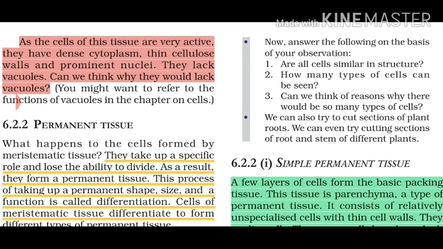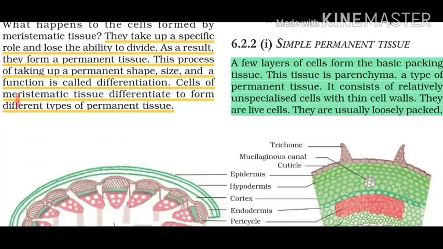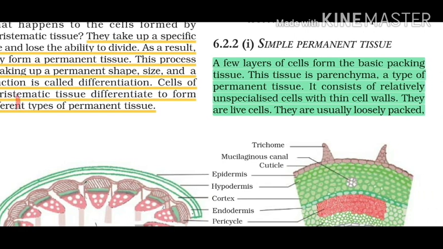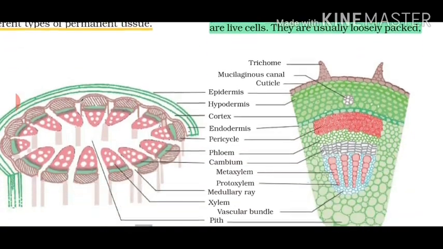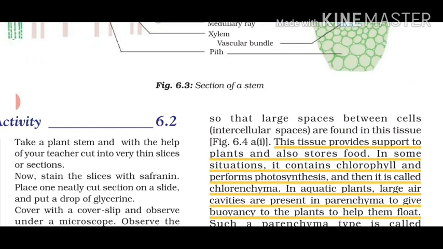A few layers of cells form the basic packing of the tissue, and this tissue is parenchyma, which is a type of permanent tissue. It consists of relatively unspecialized cells having thin cell walls. They are live cells and loosely packed. Large intercellular space is present between the cells in this tissue. This tissue provides support to the plants and also stores food. In some situations, when it contains chlorophyll and is able to perform photosynthesis, it is known as chlorenchyma.